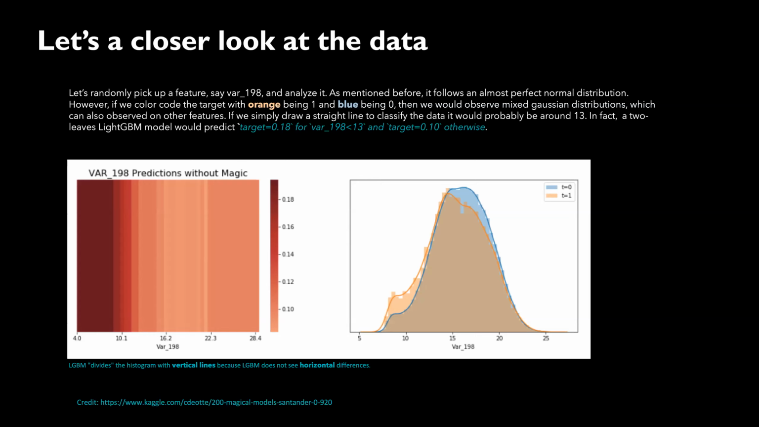There are some fundamental things that we missed during the first few weeks of the computation. Here I'm showing one of the variables, variable 198. This is a typical variable, much like the other variables. If we look at the variable alone, it is perfectly normally distributed. But if we color-code the different classes, orange being 1 and blue being 0, we notice a slight difference between the two distributions. The orange one leans a little to the left, while the blue one is a little right skewed.